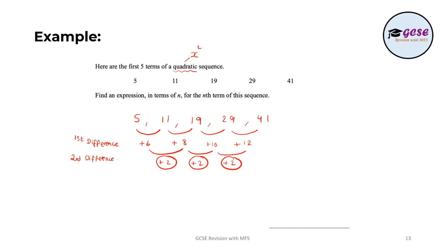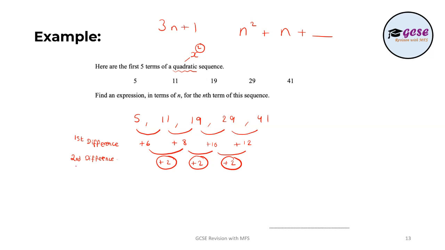Now, a quadratic sequence will start with n squared. So we've been working on the nth term for a linear sequence, and we've seen, for example, it will be 3n plus 1. Now a quadratic sequence will have a squared in it. So it will be in this format: n squared plus n plus a number. That will be the typical format of a quadratic nth term.